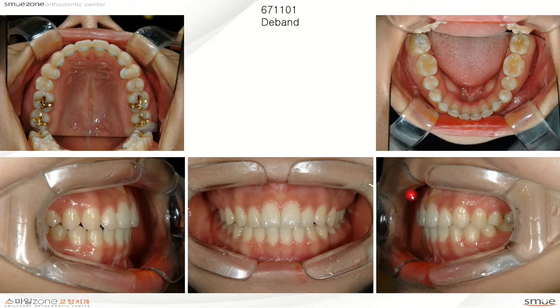It's much better, right? Обратите внимание на наклон верхних и нижних резцов, он улучшился.